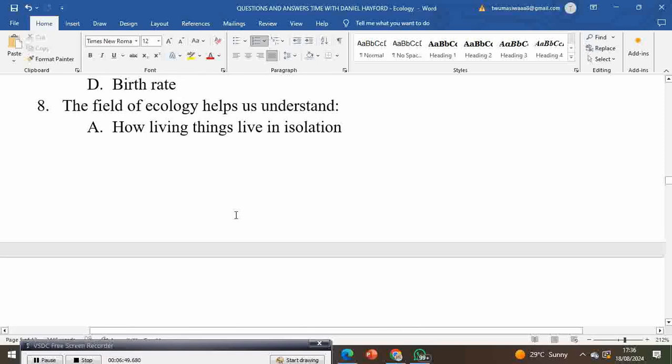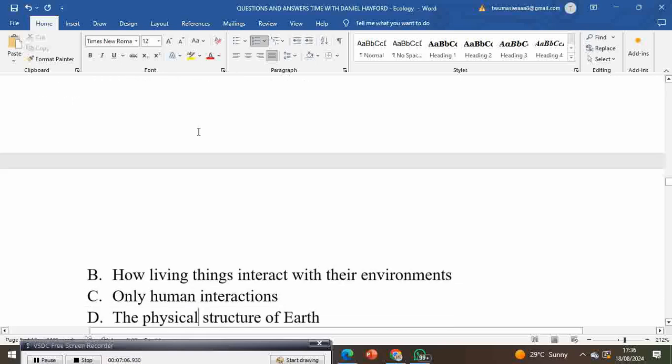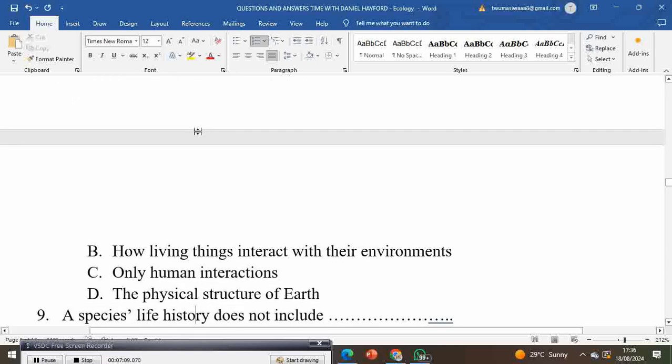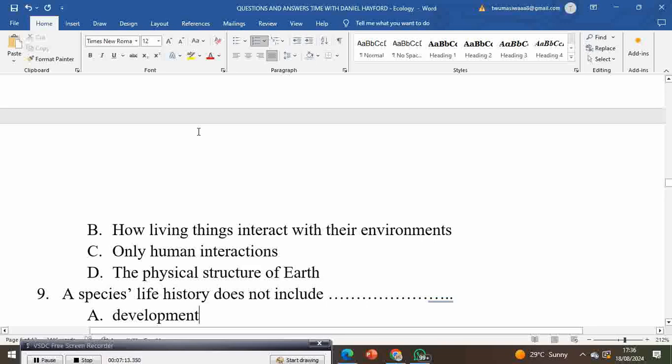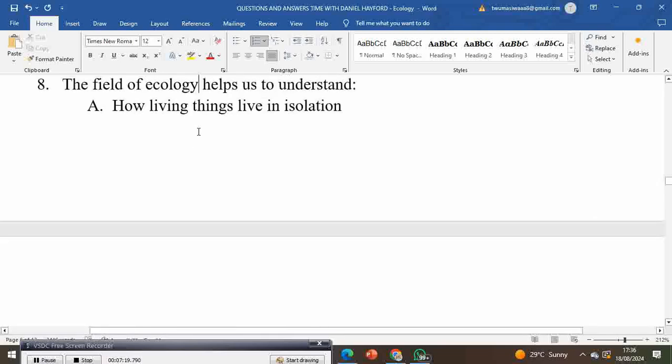Then question number 8. The field of ecology helps us to understand. Option A, how living things live in isolation. B, how living things interact with their environment. C, only human interactions. D, the physical structure of Earth.